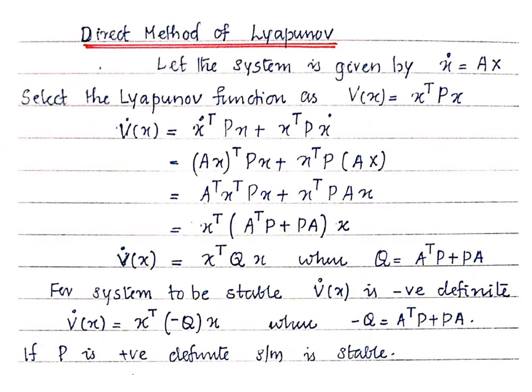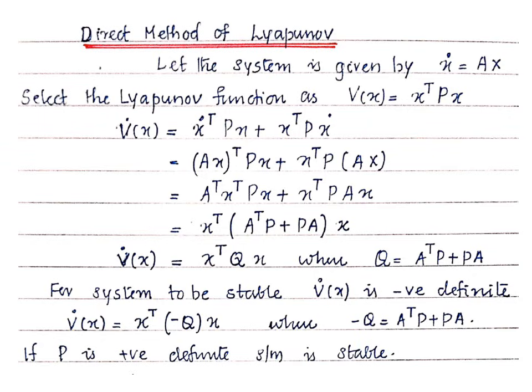Then we have to substitute x dot is equal to Ax in the equation. We are getting (Ax) whole transpose Px plus x transpose P into Ax. Then after expanding and reducing, we are getting x transpose into (A transpose P plus PA) into x, and we are putting A transpose P plus PA is equal to Q. Then the equation for V dot x becomes x transpose Qx. So the equation for V of x is x transpose Px and V dot x is x transpose Qx.